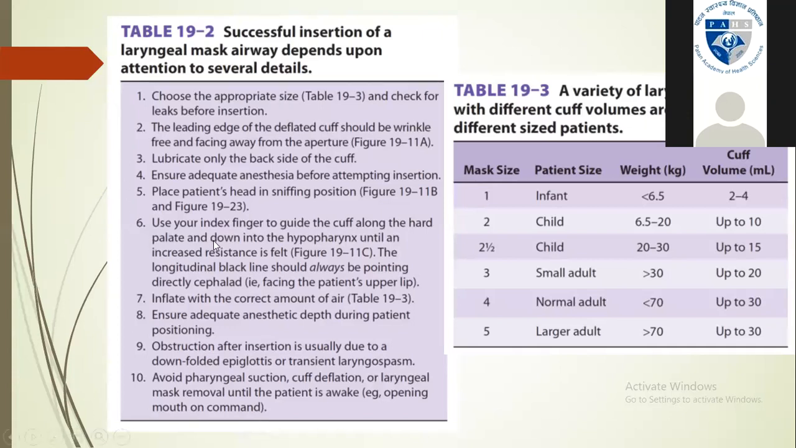So we use the index finger to guide the cuff along the hard palate and down into the hypopharynx until increased resistance is felt. And we have to inflate the cuff with the correct amount of air. And we can see in this table the necessary cuff volume and size of the patient, the size of the cuff we have to use in a patient. So adequate size should be chosen, and adequate inflation of the cuff should be done in order to secure the airway.